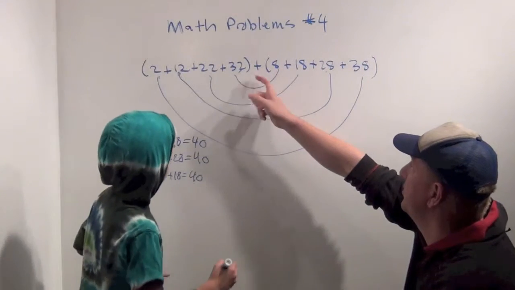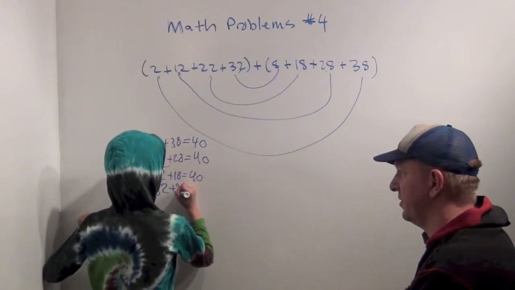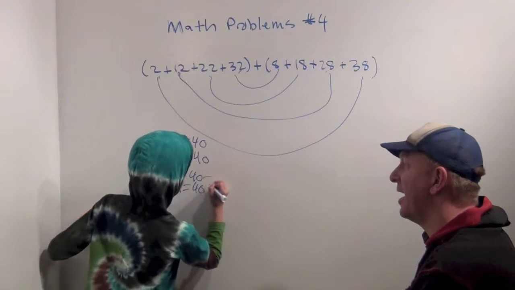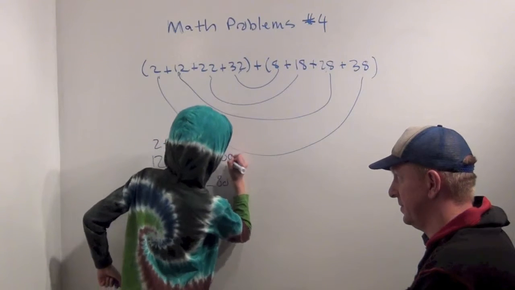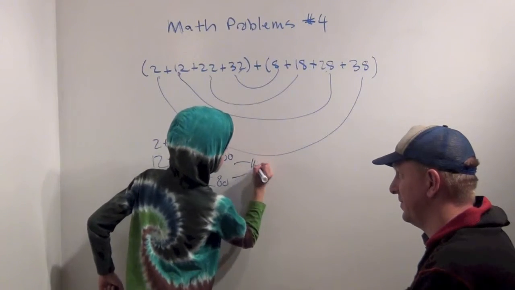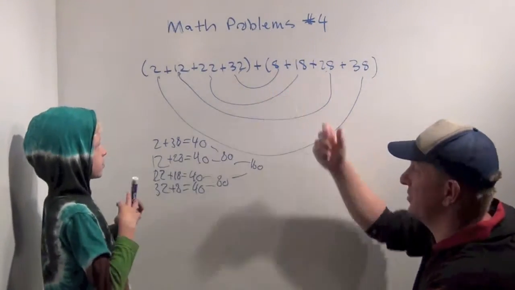Well, you get 32 plus 8 is the last one. Let's not jump ahead. What is 32 plus 8? 40. Ah. You group them into 80s. Get 160. And that was a really easy way to group them, right? Yeah. So you just flip them and group them.